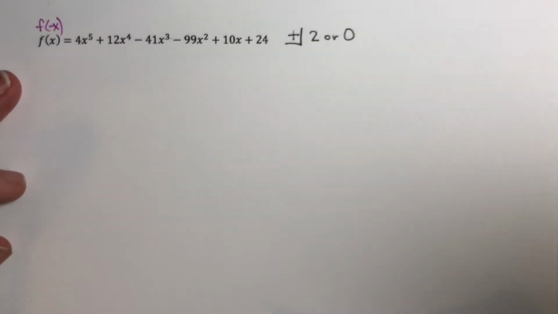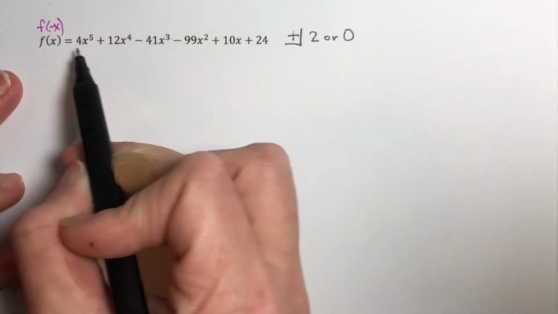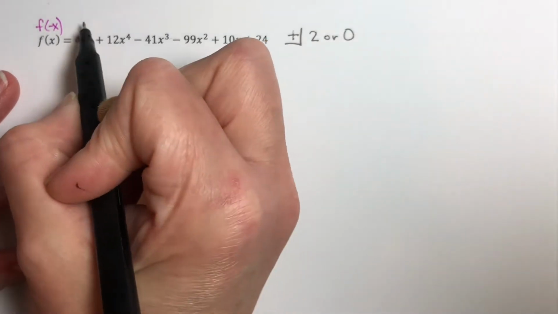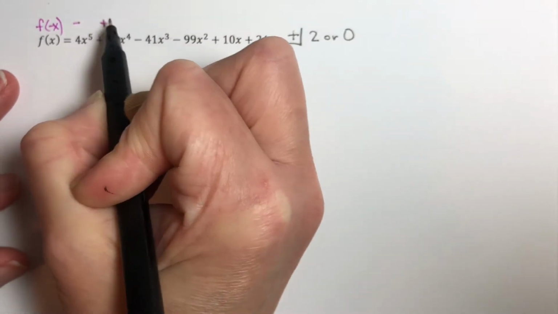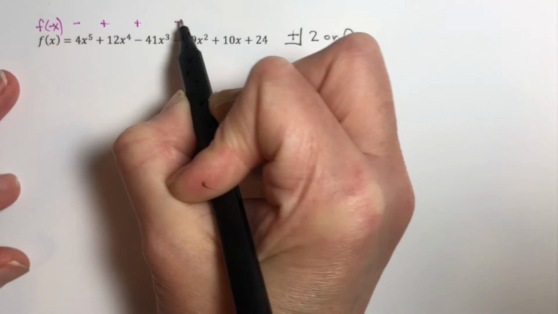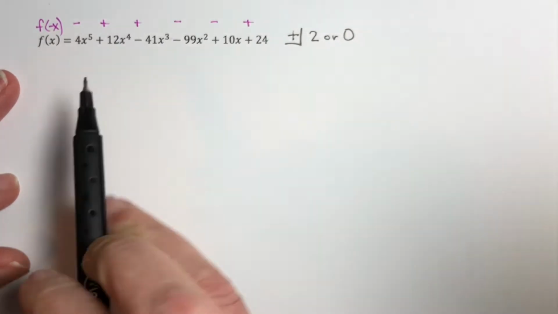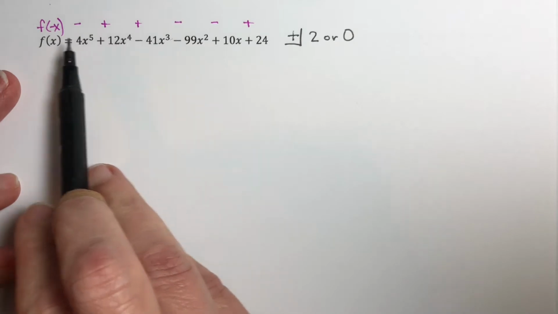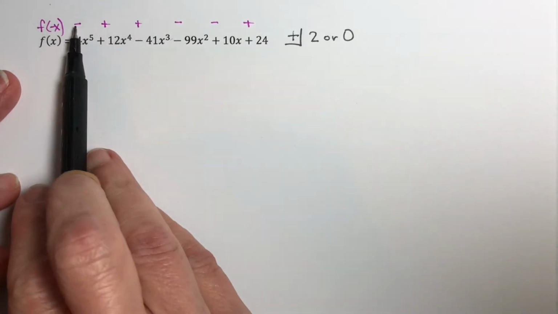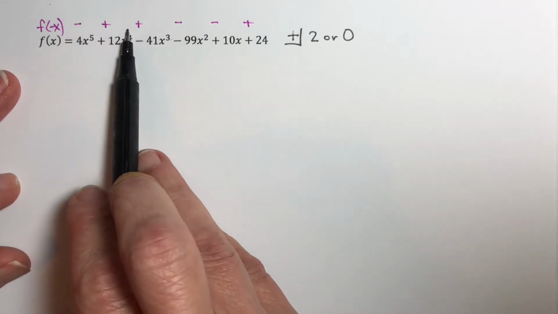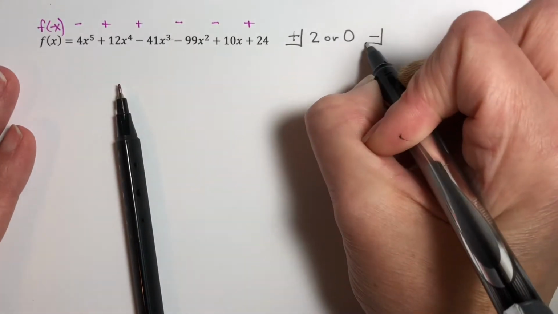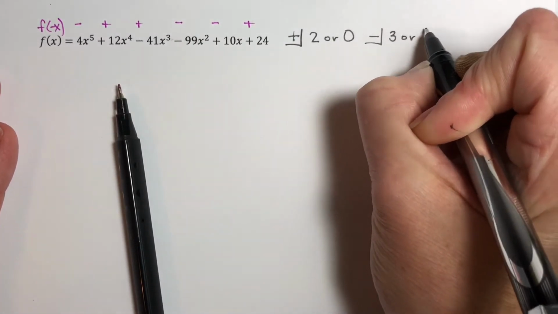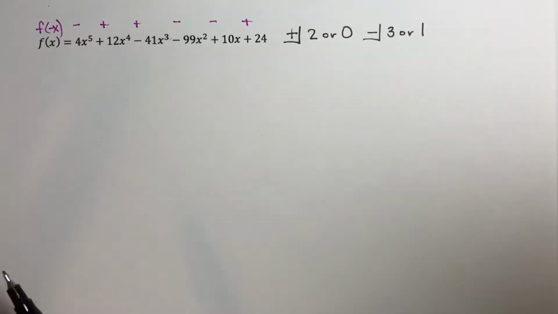Now let's look at f of negative x to find the number of potential negative solutions. Remember, this changes the signs on everything with an odd exponent. So I'm just changing the signs above it so I can just look at the pattern. This will be negative, positive, positive, negative, negative, positive. Changed everything with an odd exponent. So how many sign changes do I have? That's 1, 2, 3. So I have 3 or 1 negative real solutions.